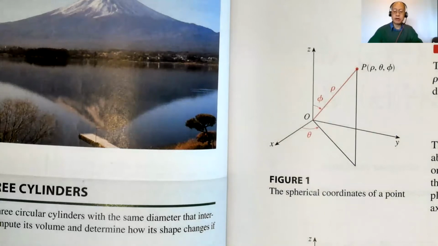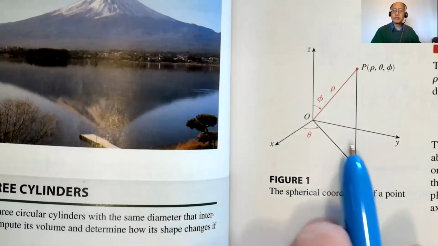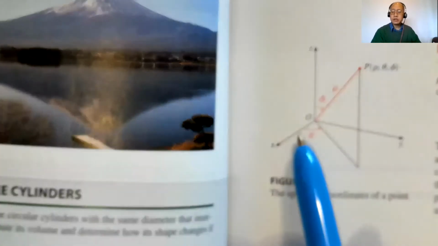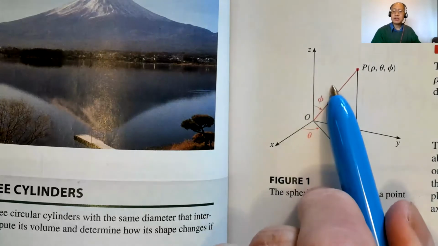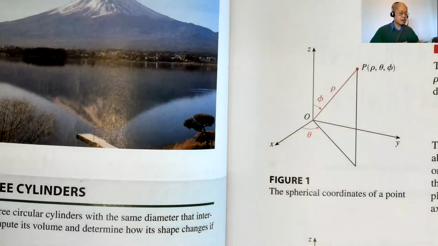And so these are spherical coordinates. The distance that you are away from the origin is rho, and then two angles: theta, the angle made with the positive x-axis, and phi, the angle made with the positive z-axis.